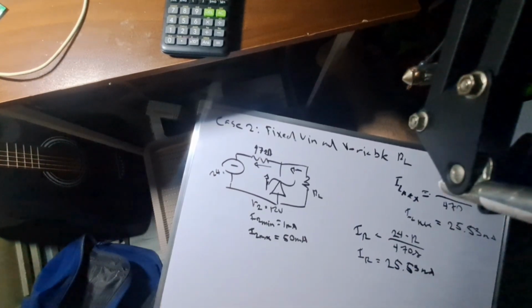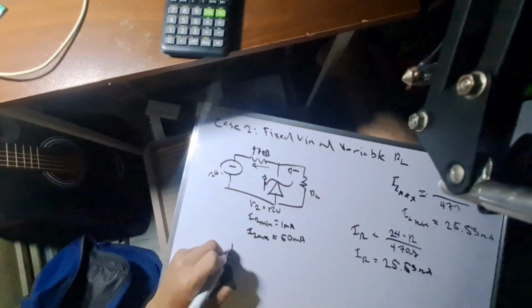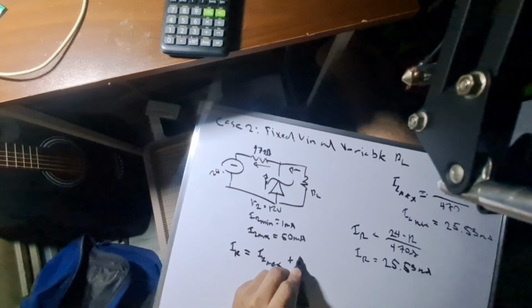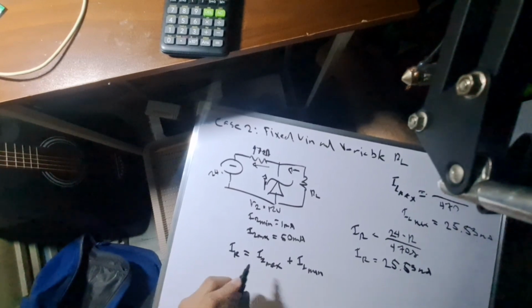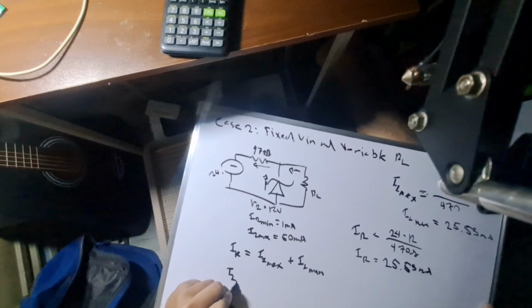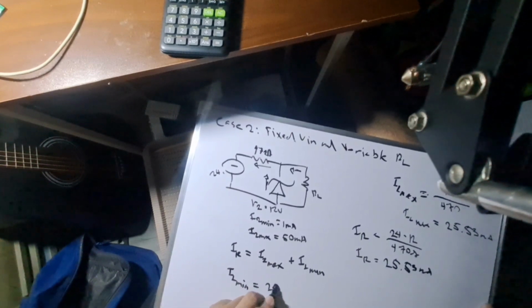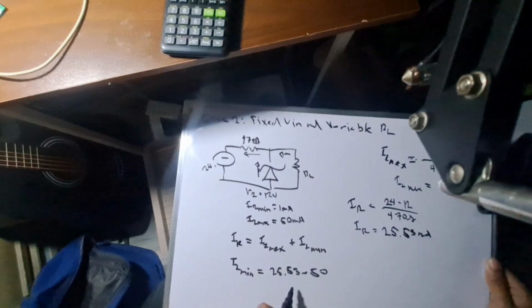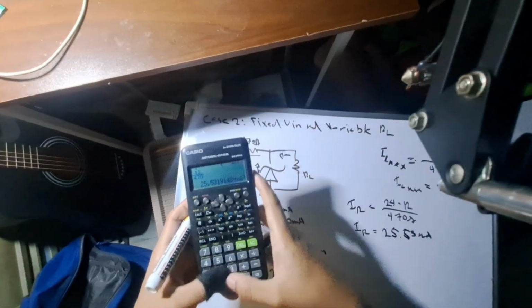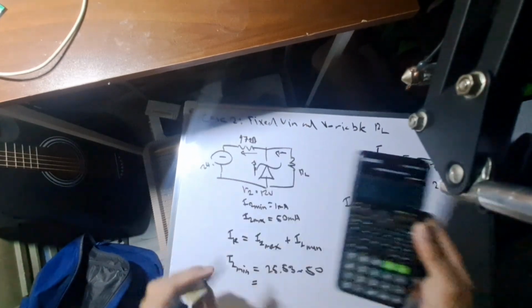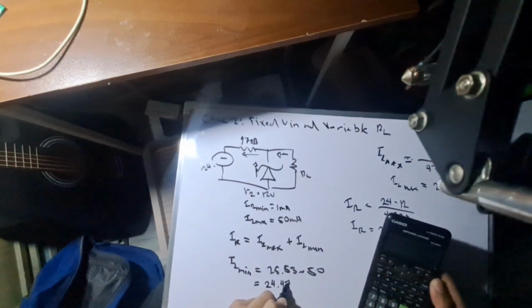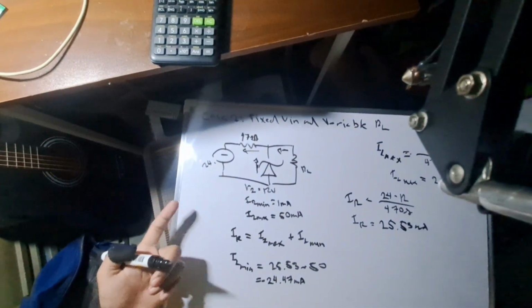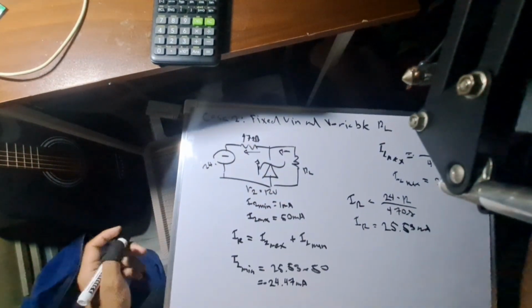So, let's have now IL minimum. So, IR is equals to IZ max plus IL minimum. So, deriving that, IL minimum is equals to 25.53 minus 50. IZ max, that is 50. Therefore, giving us a 25.53 minus 50, 24.47. Negative. Ayan sinasabi ko. Dahil baliktad ang karat natin, baliktad ang flow natin, baliktad din ang final answer natin.